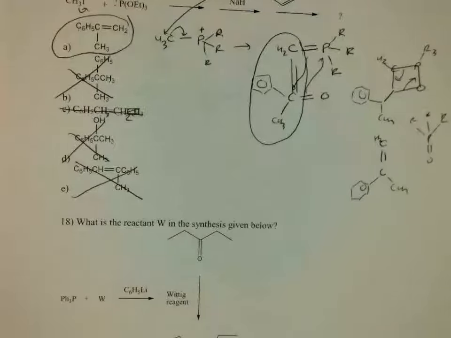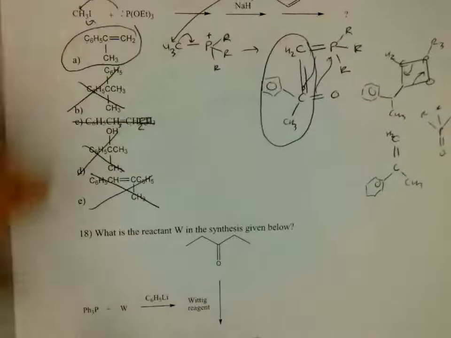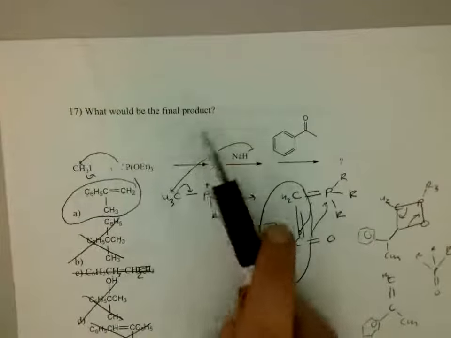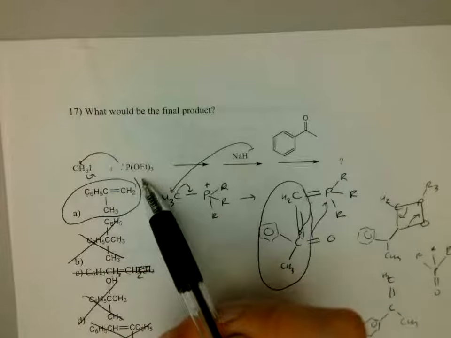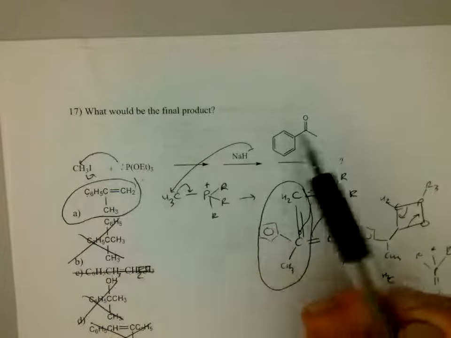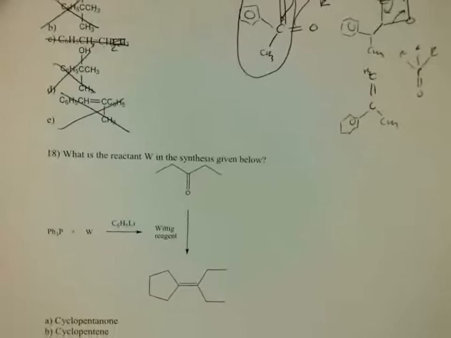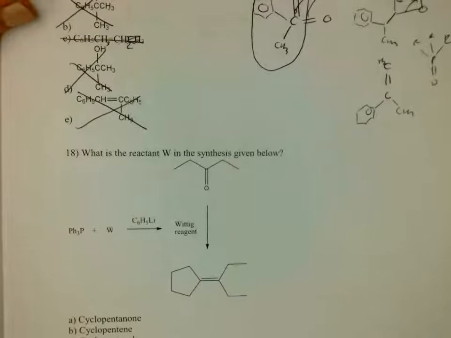And you could have eliminated B and D straight off the bat because they didn't have carbon-carbon double bonds, and that's the whole point of a Wittig. So if you see a phosphorus with 3 things around it, an alkyl halide, a base, and a carbonyl carbon, that's a Wittig reaction. And the Wittig reaction is always going to give you a carbon-carbon double bond.